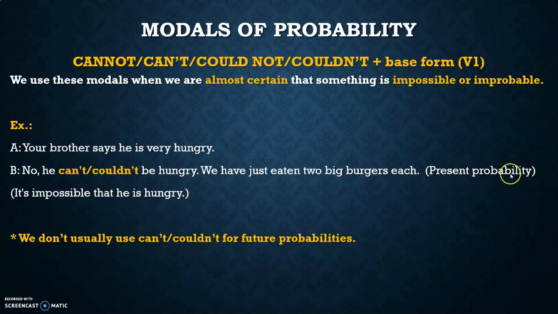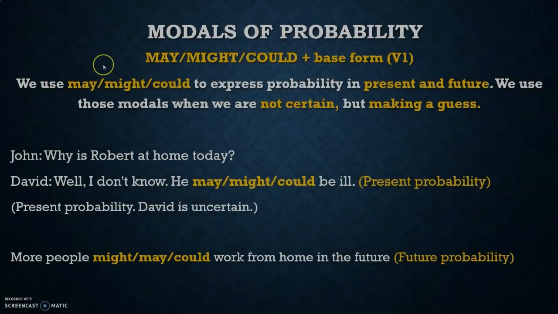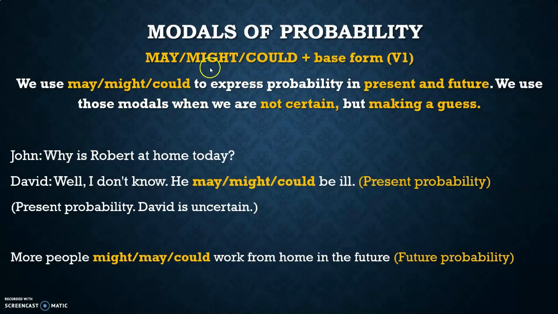This shows a present probability. However, we don't generally use can't and couldn't for future probability. The second set of modals is may, might, and could. These modals are used when we are not certain but making a guess about a present or future event.